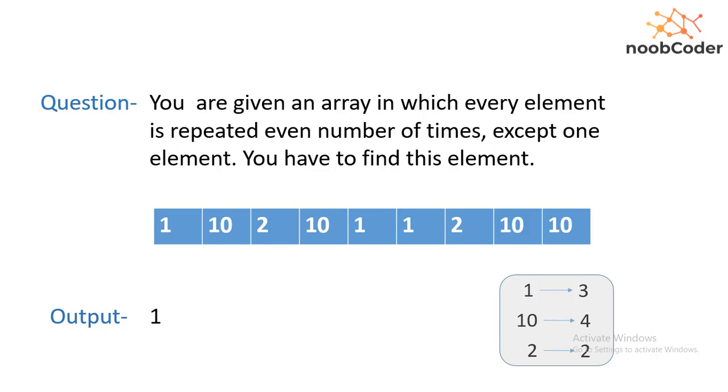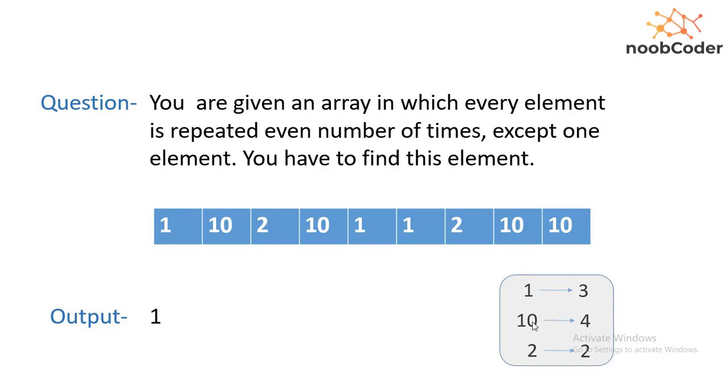Hello friends, today we are going to see a question that was recently asked to a friend of mine in an interview of a very good product based company. So the question is, you are given an array in which every element is repeated an even number of times except one element. That is, there is one element in the array that is repeated an odd number of times and you just have to output that particular element.